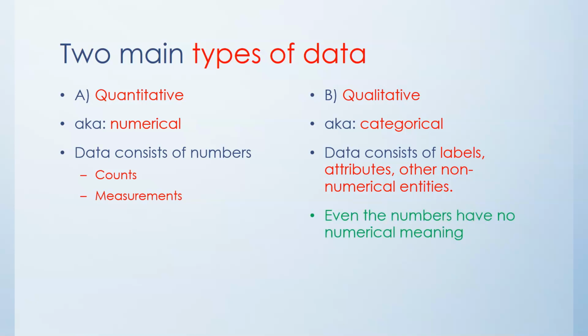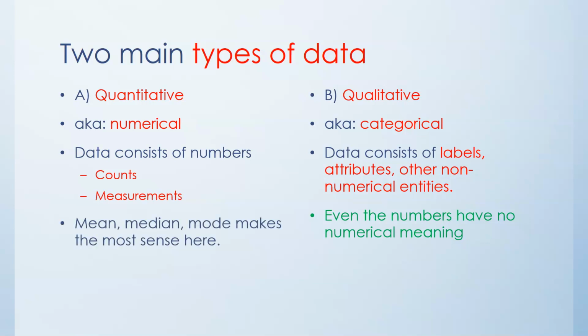And even when you have numbers, the numbers have no numerical meaning. For example, many of you play a sport, and you've been assigned a number as part of that sport. That number doesn't have any numerical significance. Just because you have a number 23, it doesn't mean that you're better than someone with number 25, or worse than someone with number 10. It's just a label for you. Okay?